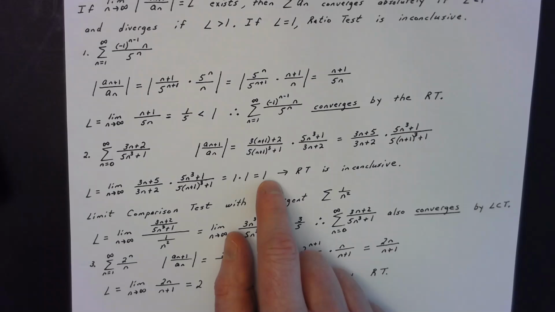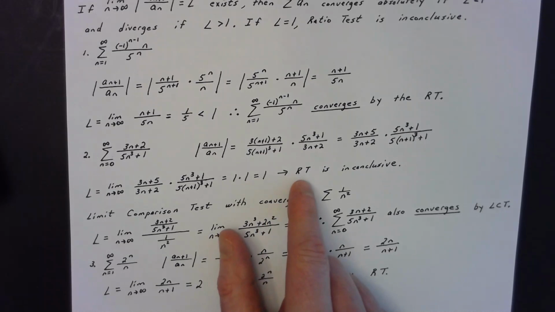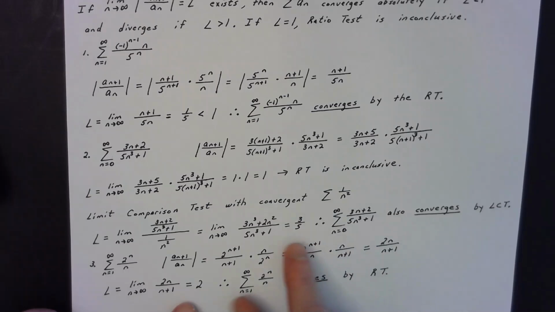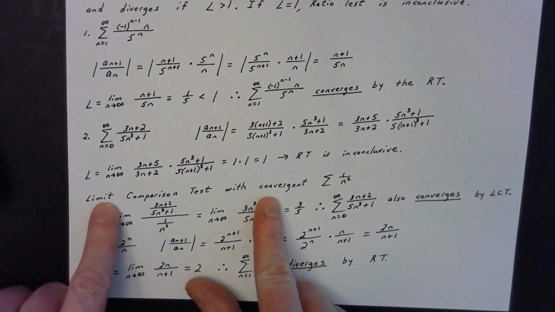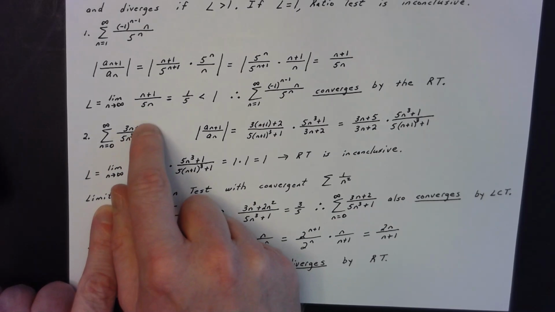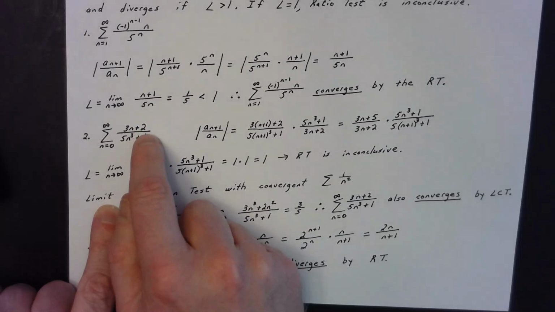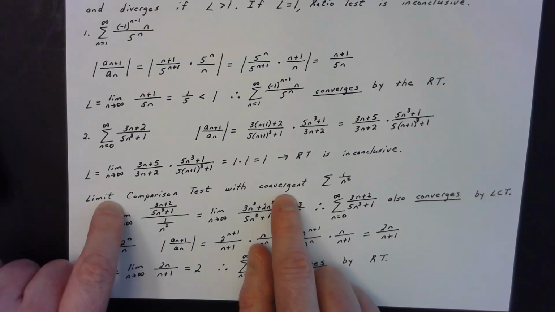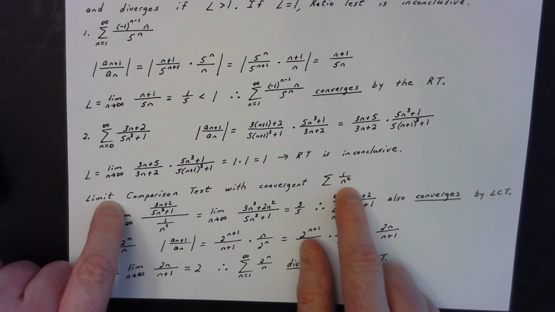So my limiting value is 1, which tells me, well, unfortunately in this scenario, the ratio test is inconclusive. No worries. We think about it more. So I went down here and I said, well, what about the limit comparison test? And I did the limit comparison test. I saw that the degree difference in the numerator and denominator was 2. So I compared it with the convergent series 1 over n squared.